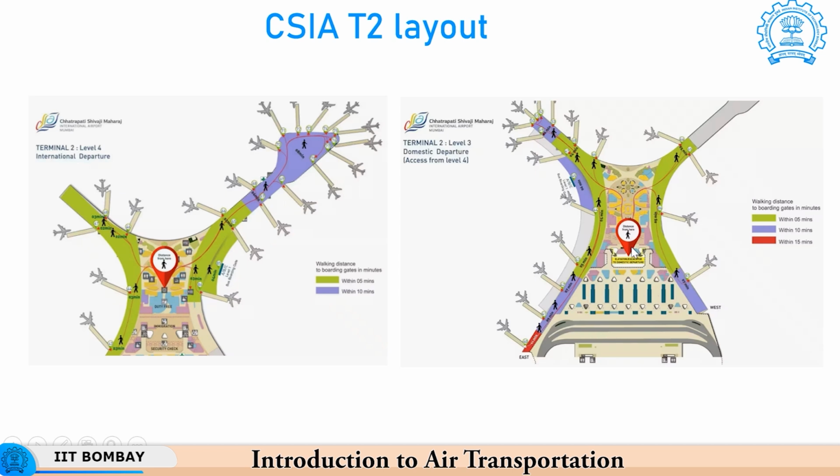After that you come to the security, and since this is the domestic terminal, after security we simply have the terminal, and then you can see that there are some areas which will need 15 minutes, like this area shown in the red color. The ones shown in the green color will need about 5 minutes, and the ones shown in the purple color will need about 10 minutes. So, this is the layout of the airport for the domestic departures in the terminal T2.